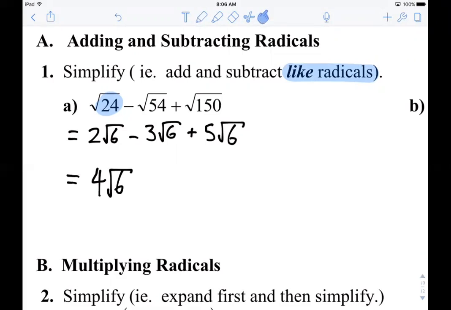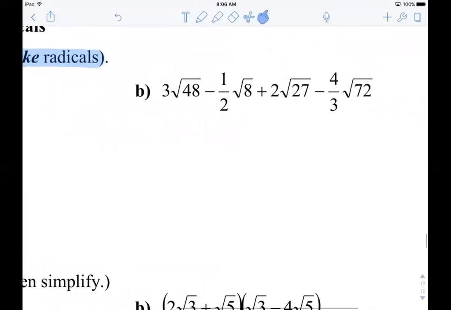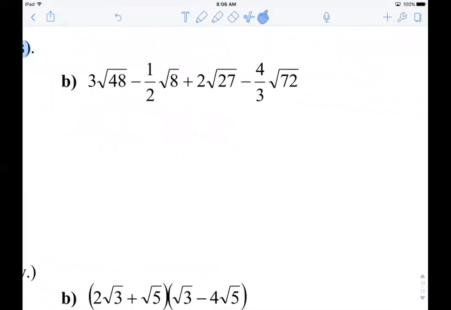Now notice in order to do that, we had to start by breaking these up into their simplest radical form. So let's see how we can do that in a different one here. My first step, I'm going to do the same way. And if you want, you can pause the video here and try and break up numbers like root 48, root 8, root 27, and root 72. Break them up into a form that has the smallest square rooted piece attached to it as you possibly can.